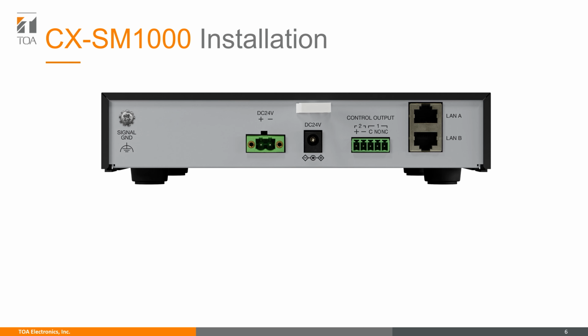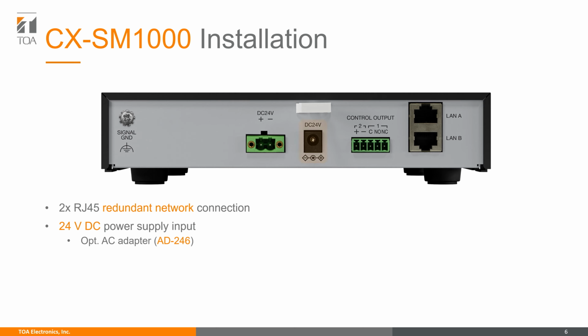Moving on to the network ports, the CX-SM1000 features two RJ45 connections that can be set up for redundancy. The device can receive power in two different ways, via the DC 24-volt port with the optional AD246 AC adapter, or through the removable terminal block. Just ground the device and you're good to go. Finally, a cord clamp is included to neatly bundle and secure the connected cables, ensuring professional cable management.